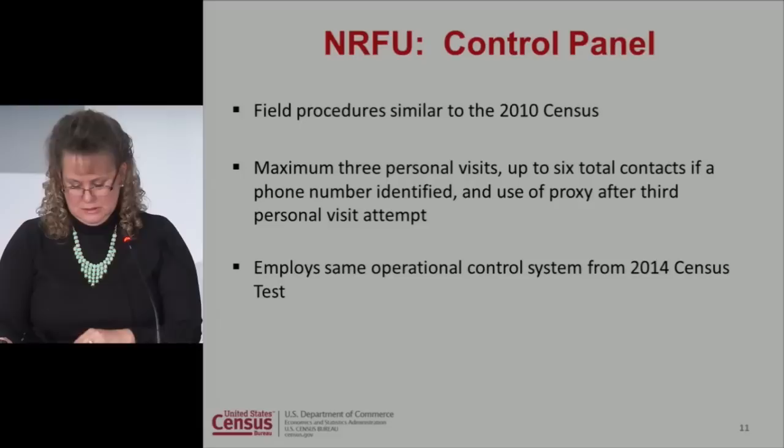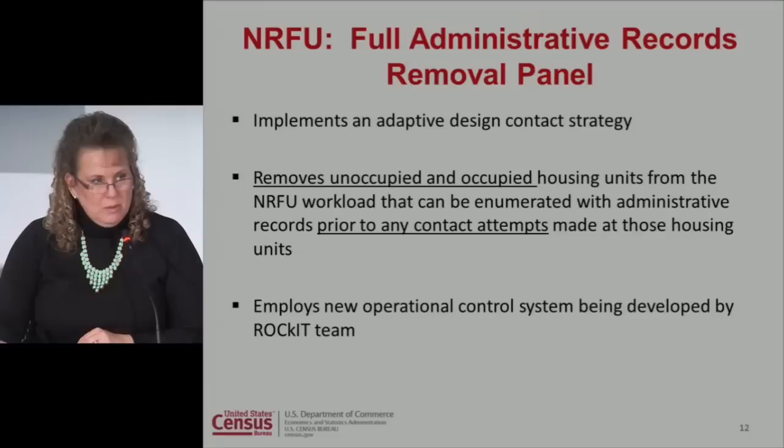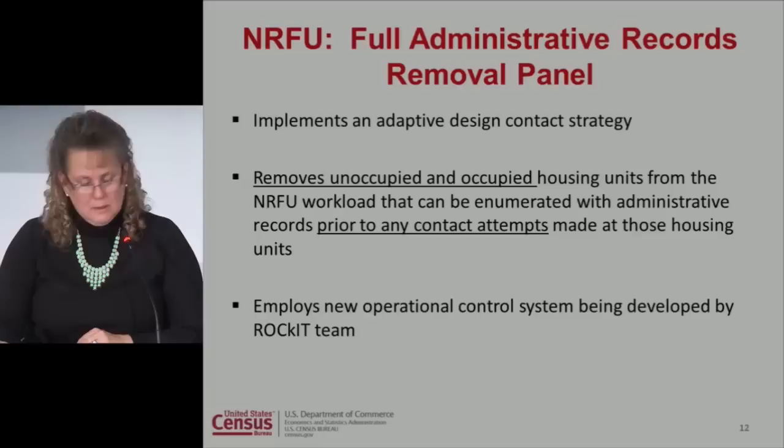Panel 2 is the full administrative records removal panel, which implements an adaptive design contact strategy and will reduce the initial workload for NRFU to exclude any housing units identified as vacant or occupied based on administrative records. The work will be managed out of the AOSC running out of the Denver Regional Office and monitored at an AOSC located here at headquarters.